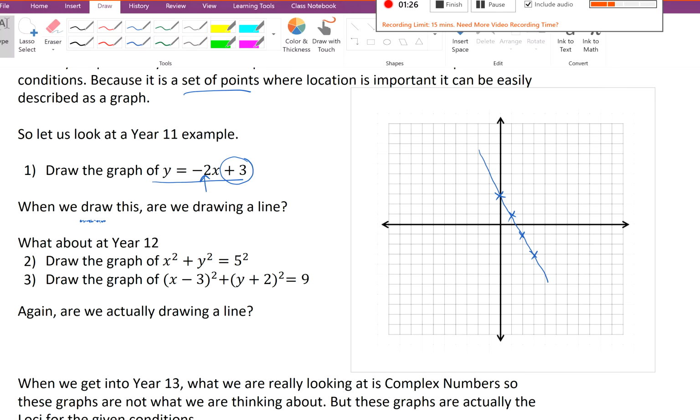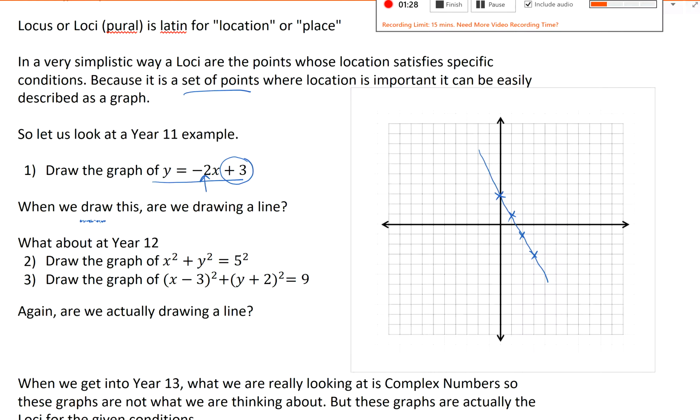What about year 12? Okay, so year 12, what type of graph is that? You guys said it was a circle. So it's got a radius of 5, 1, 2, 3, 4, 5, and a center of 0. So from my 0, 0 origin, there is my circle. Please just believe that's a circle. Happy with that one? What about the next one?